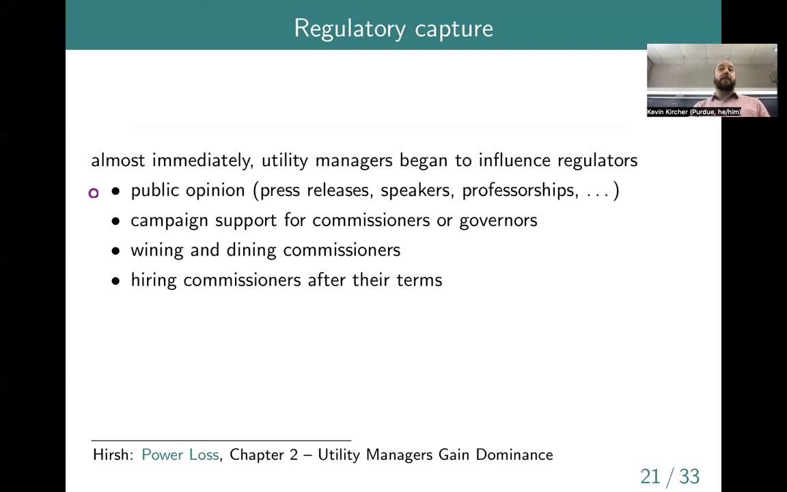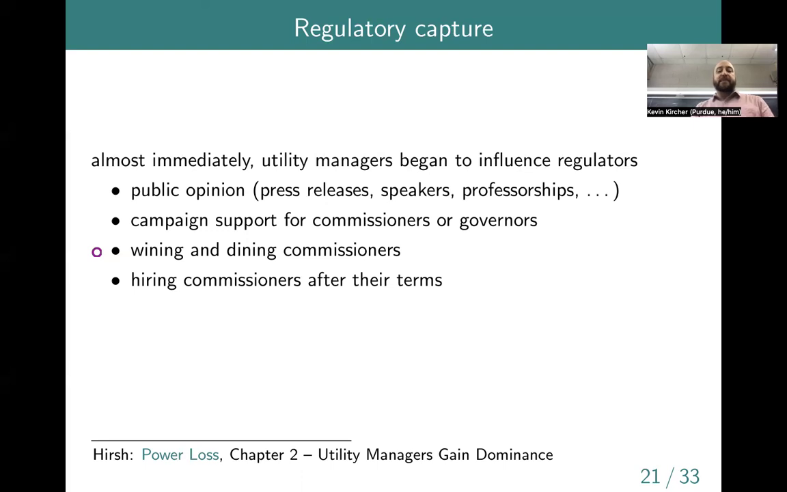So they influenced public opinion, which of course shapes what the electorate cares about and who gets elected. And they did that through press releases, through speakers at events, by influencing the curricula that were taught in high schools, colleges, and so forth. For example, by sponsoring professorships at universities. They gave donations, often very significant donations, either to the governors who appoint commissioners in about 40 states, or to the commissioners who campaign in about 10 states where they're directly elected.